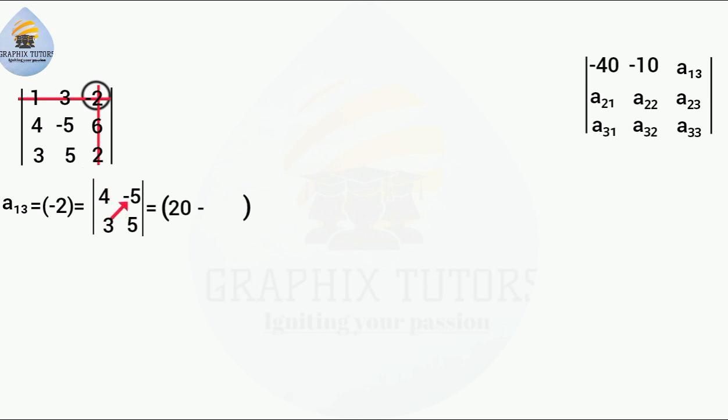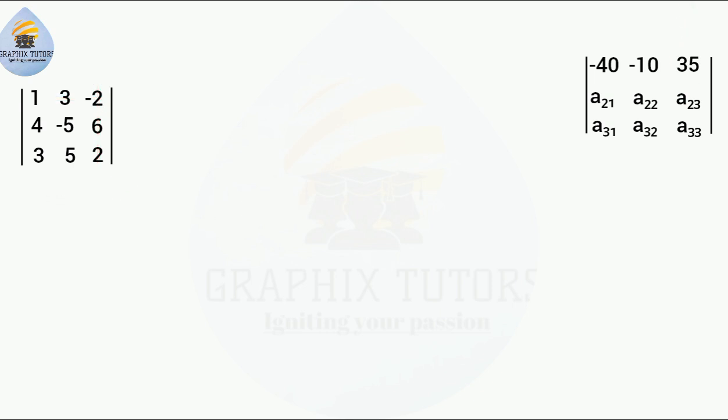Then 3 times minus 5 will give us what? Minus 15, right? So minus 15, we'll now be having 20 minus minus, that will be 20 plus 15, and that will be what? 35, right? So I'll go to A13, I'll remove it, and I'll put 35 there.